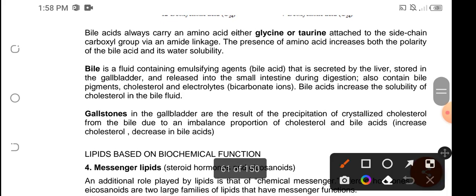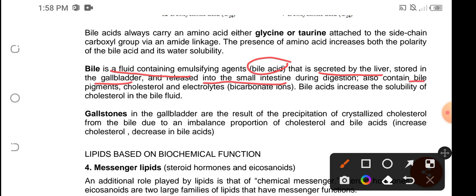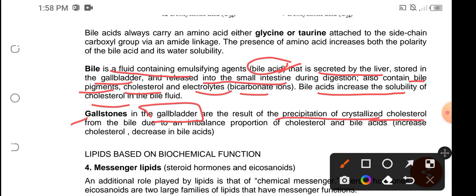When we say bile, this is a fluid containing the emulsifying agents, which is the bile acid, that is secreted by the liver, and they are stored in the gallbladder, which are then released into small intestine during digestion. They also contain, aside from the bile acid, bile pigment, cholesterol, and electrolytes such as bicarbonate ions. Okay, so this bile acid increases the solubility of the cholesterol in the bile fluid. Gallstones, on the other hand, in the gallbladder, are results of the precipitation of the crystallized cholesterol. So, yung cholesterol niya nag-solidify, na-precipitate, kaya nagkakaroon tayo ng gallstone. Okay, from the bile due to the imbalance proportion of cholesterol and bile acid.